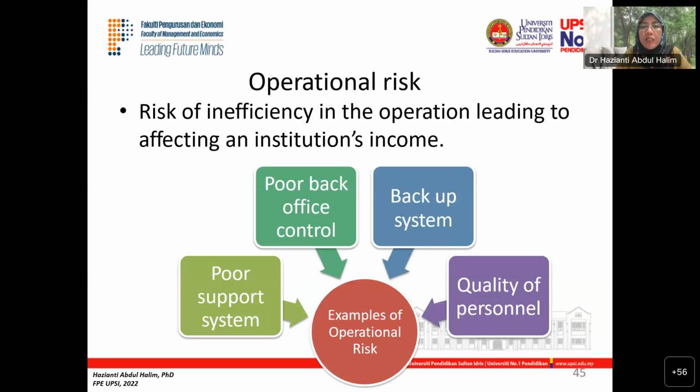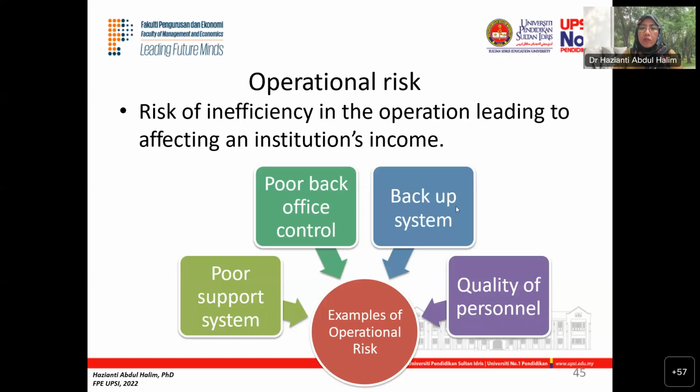in the operation leading to affecting an institution's income. So for example, when we talk about operational risk, we are talking about quality of personnel. So how do banks hire their staff, hire their employees? So that you have to go through maybe different levels of interviews, kan? First level with, I don't know, maybe with the head of department. Second level, maybe with some managers. And then the third level can maybe with the CEO. So that is how they control the quality of the staff. You have to go through many layers of interviews to make sure that you are really the right person for that particular job.